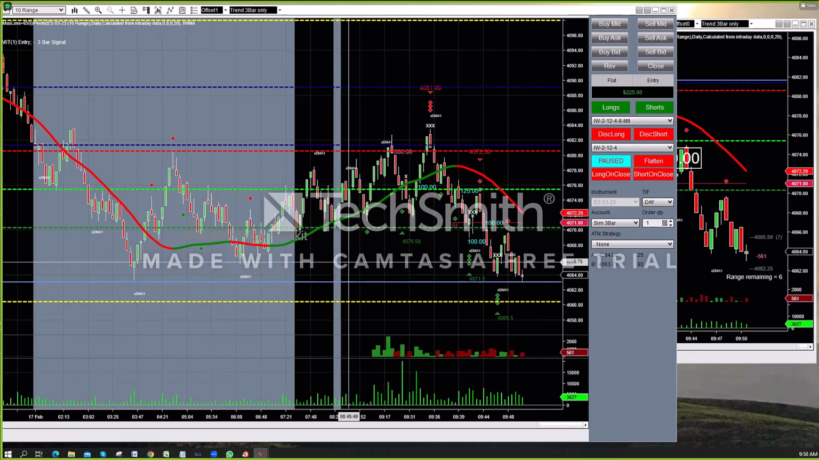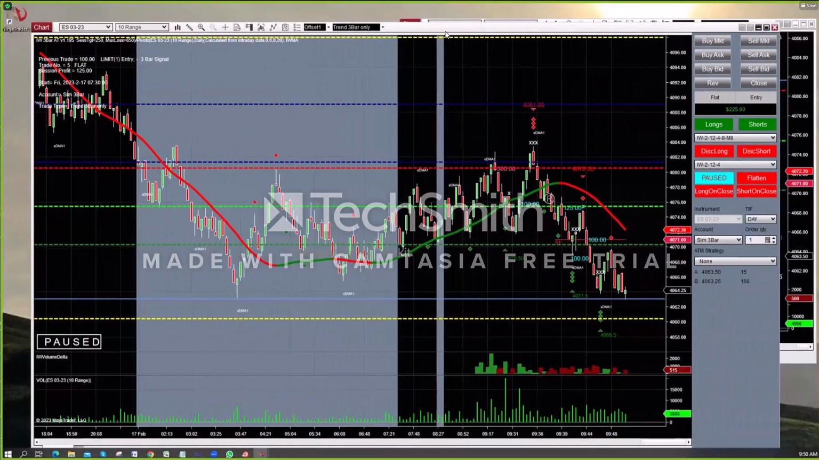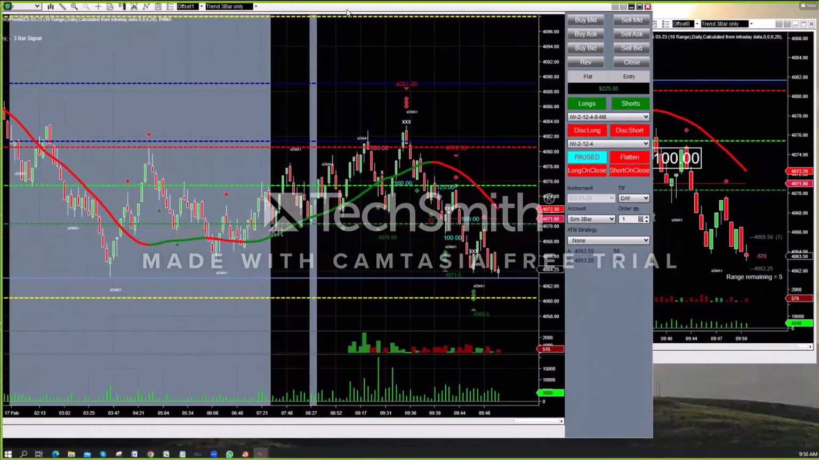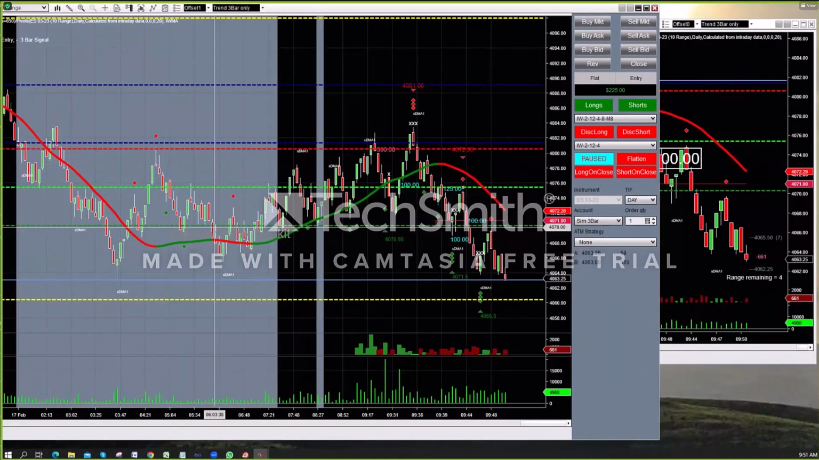All right, how much do I need to get my chart to show the pretty picture? I need 5 ticks. All right, I can get another 5 ticks. That's one morning. That's 5 ticks on 2.